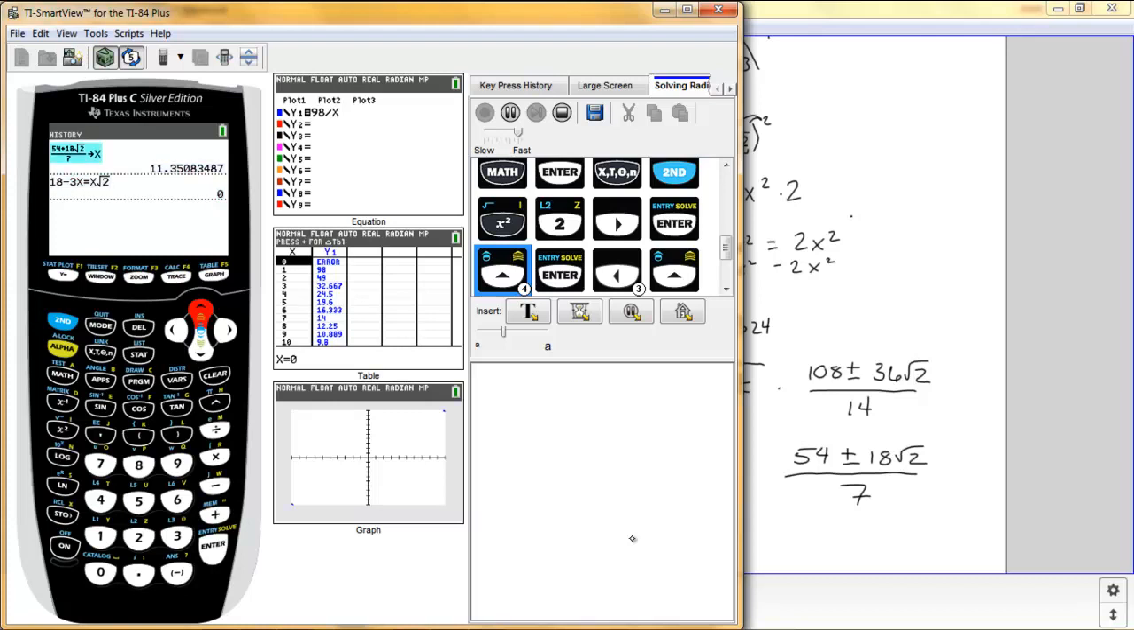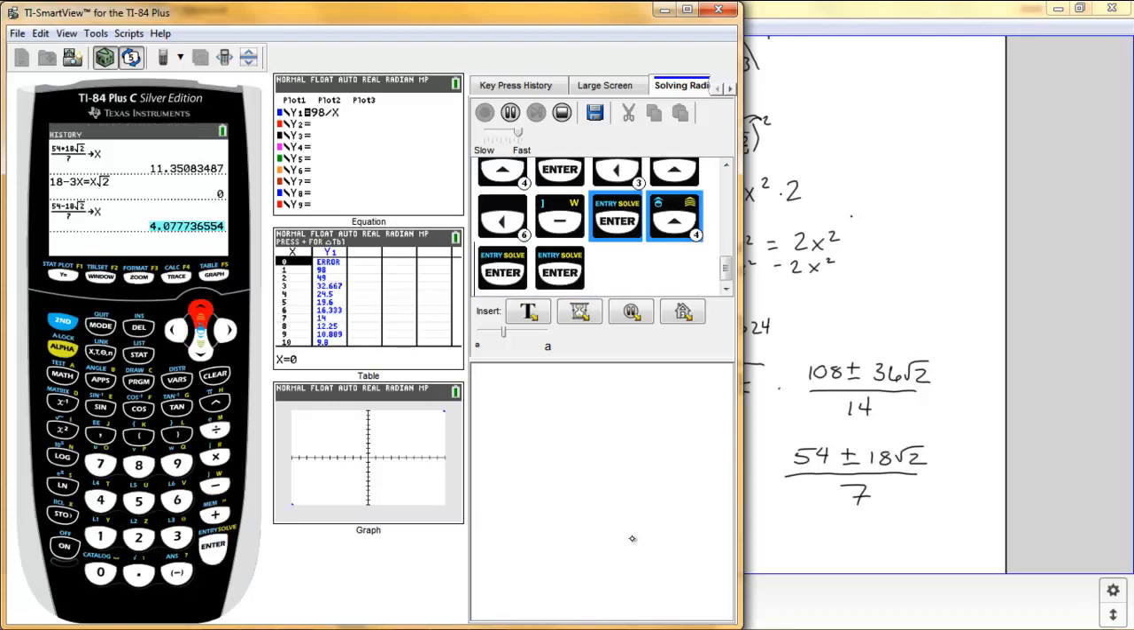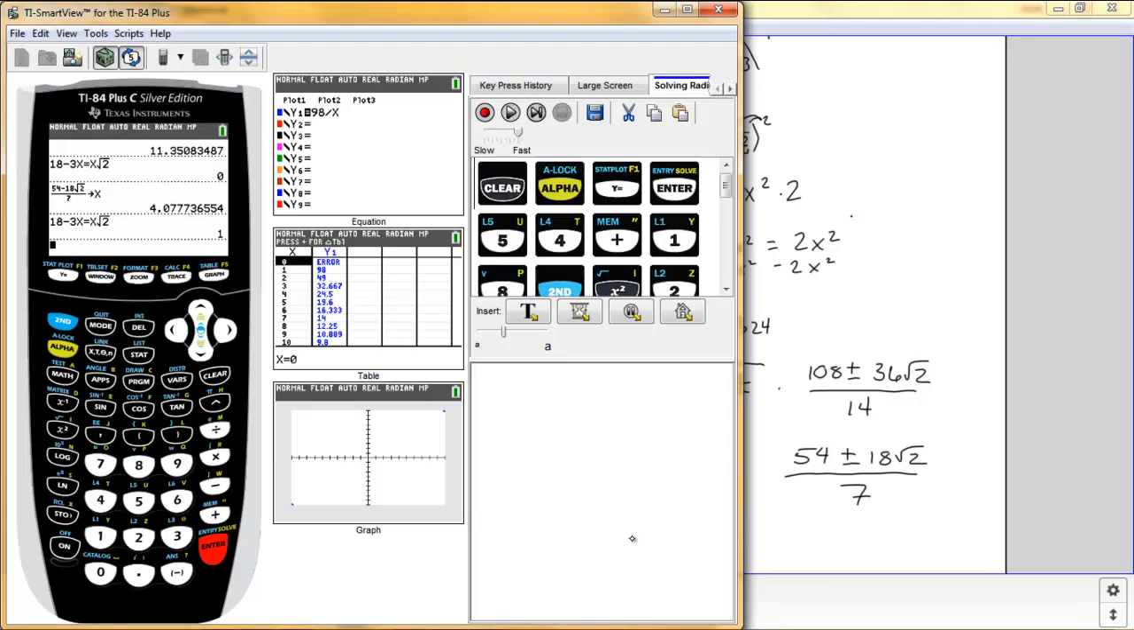Now I'm going to grab that previous number because it's so complex, because all I have to do is change that positive to a minus. And so I'm going to move back over there to 54 plus 18 and change it to 54 minus 18. Now I've done that. Now I've changed the number. I'm going to go back up and grab that previous equation as well. Saves a lot of time. You don't have to retype stuff. And you can see that your solution is 54 minus 18 square roots of 2 divided by 7.